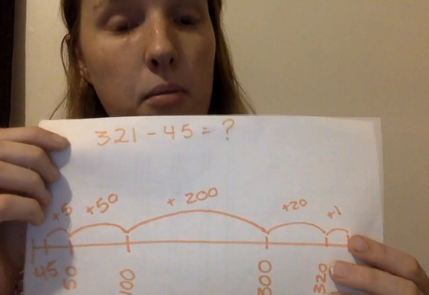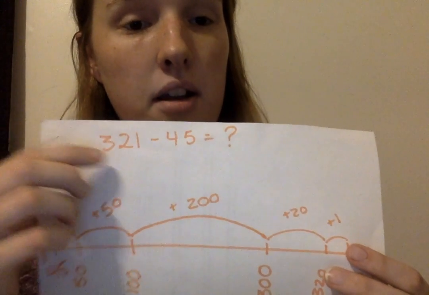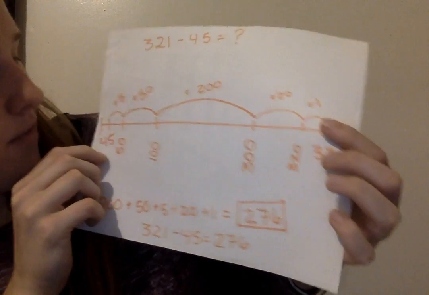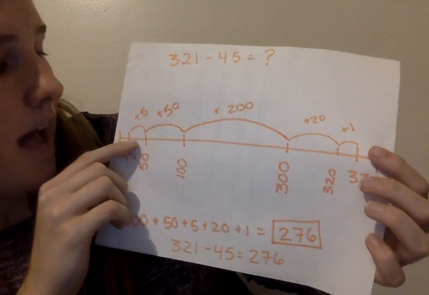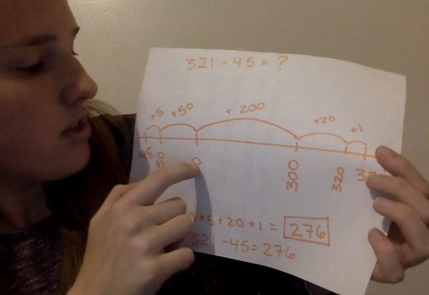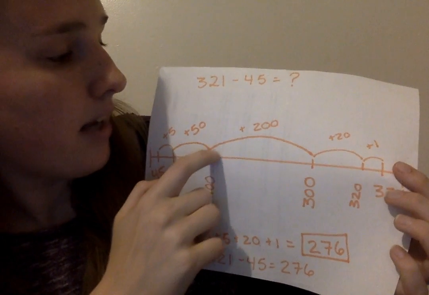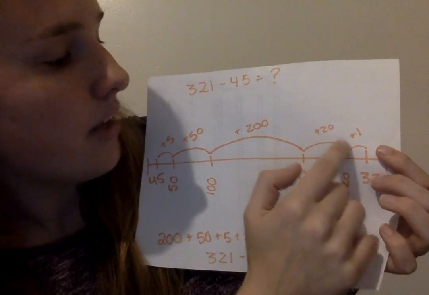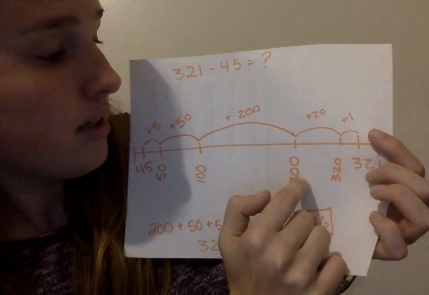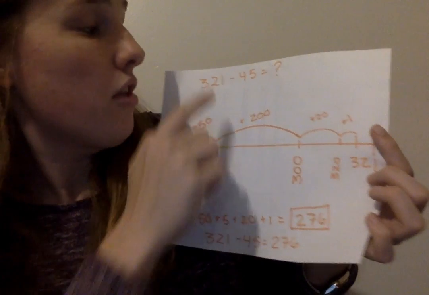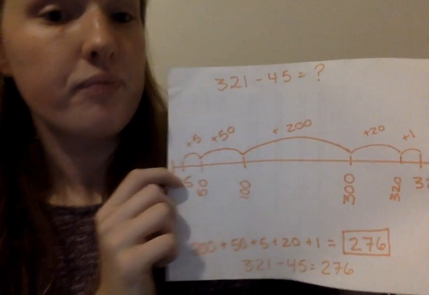I have the problem 321 minus 45. I started with 45 on my number line, and I added 5 to get to 50. I then added 50 to get 100. Then I added 200 to that 100 to get to 300, and then I added 20 to the 300 to get 320, and then I added one more to get the 321.